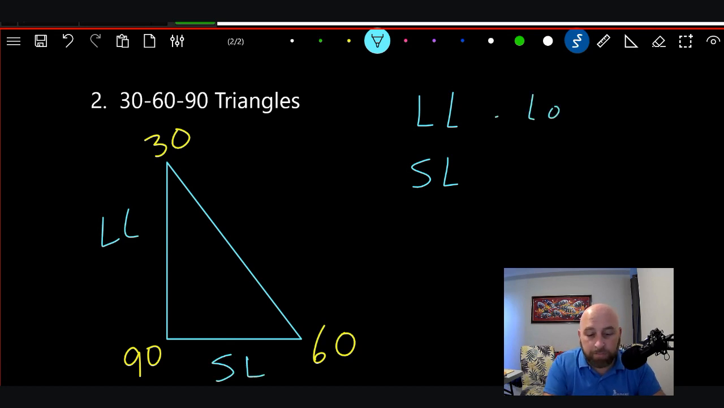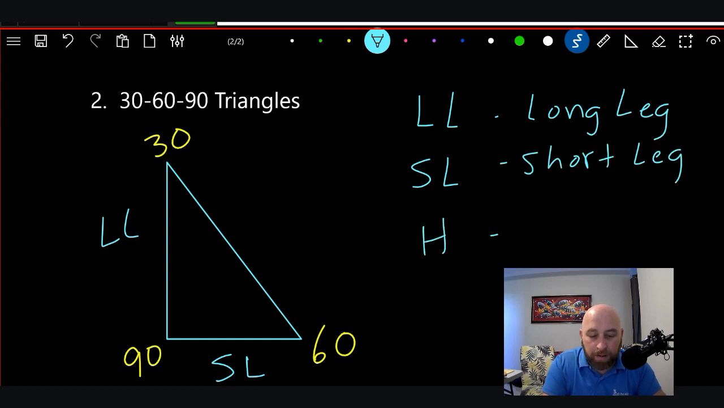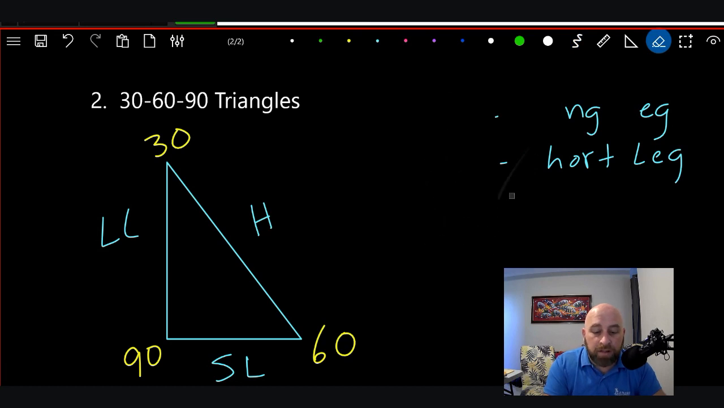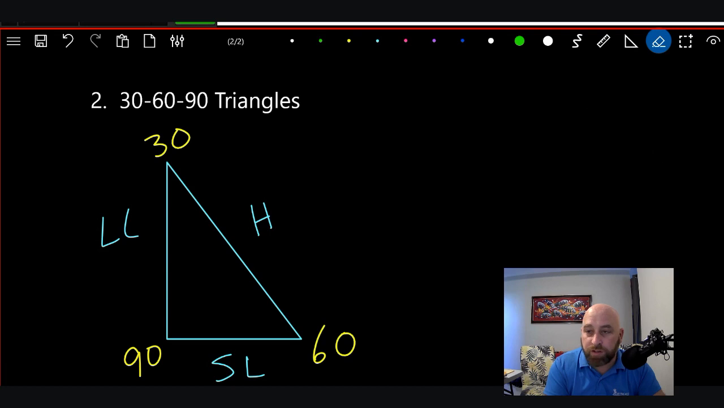Long leg and short leg. Now, also, obviously, it would have a hypotenuse, okay? So these are the three pieces of the 30, 60, 90 triangle. When you're doing this, you just need to memorize what these pieces are. Now, you could go through it, and I could show you, like I did with the Pythagorean Theorem, how you get it, but I'm not going to take the time to do it. Let's just memorize these pieces here.